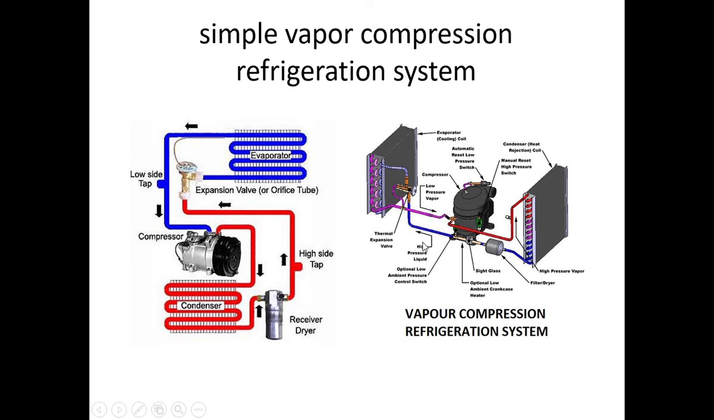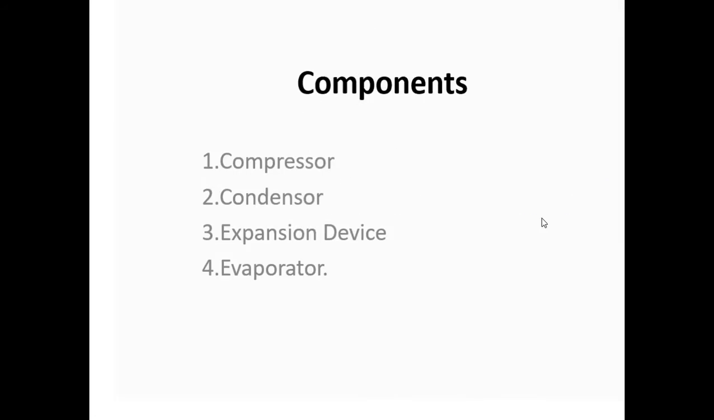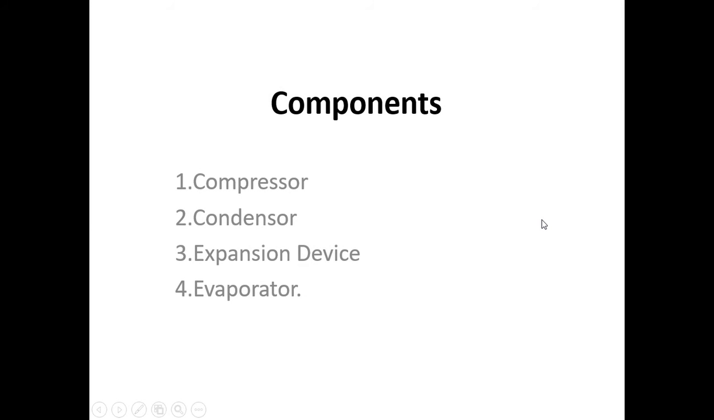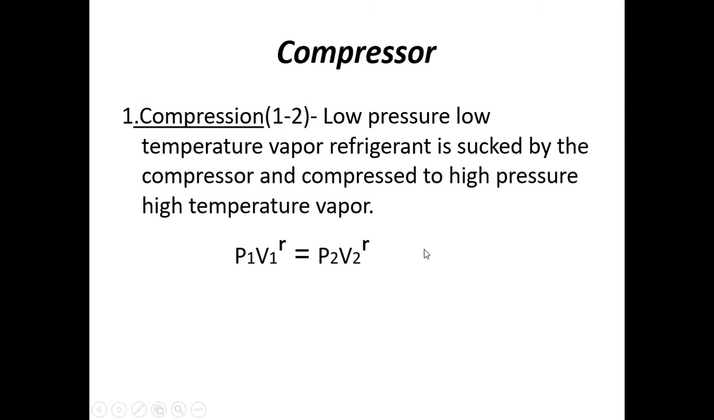This is actually the diagram of a vapor compression refrigeration system, as in a window AC. It is a schematic of a window AC, with all its components. Now once more we will see the various components. It has a compressor. The compressor's main function is this: lower pressure, lower temperature vapor refrigerant is sucked by the compressor and compressed to high pressure, high temperature vapor refrigerant.